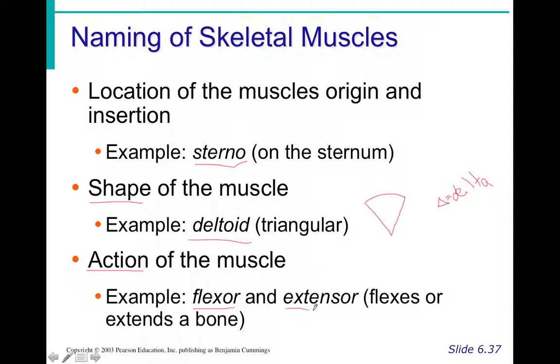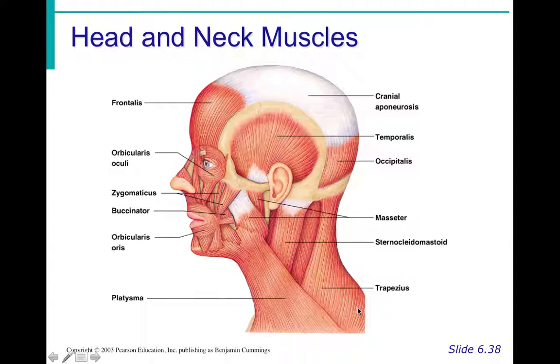Vice versa, there's also extensor carpi radialis. What's it do? It extends the carpal bones, extends the wrist. You guys likely just did that in a lab or will very soon when you lifted that weight up with your wrist. And an extensor carpi radialis would tell you what it does, where it is, that kind of stuff. It's really pretty useful.